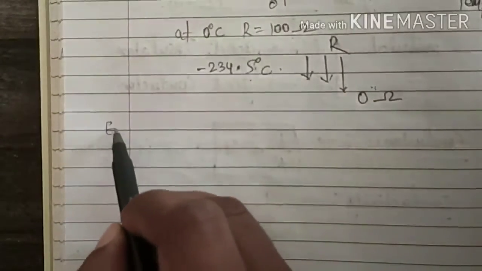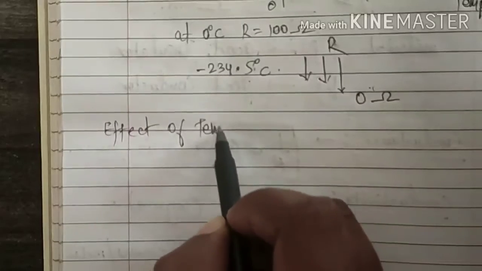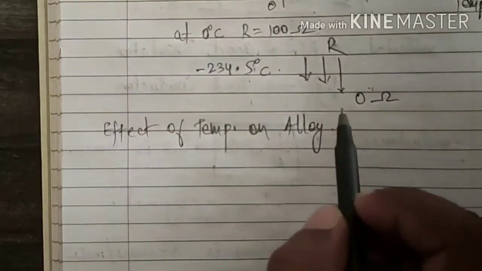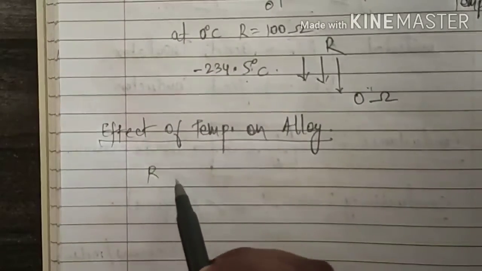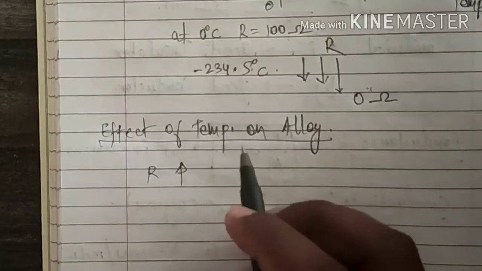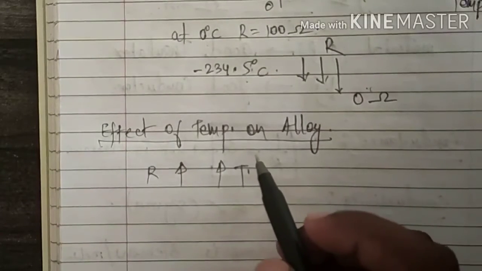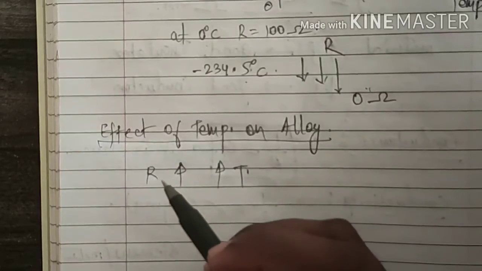Effect of temperature on alloy. How does temperature affect an alloy? The resistance of an alloy also increases with the increase in temperature, but in this case the rate of change of resistance is less than in the metal.